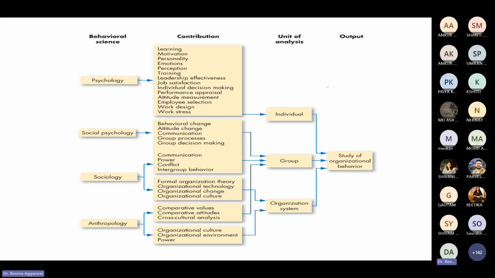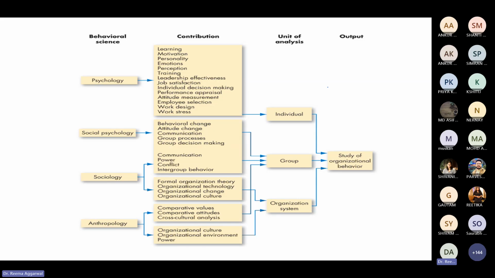If you look at this diagram, from the domain of psychology, we learned how an individual employee behaves in a particular organization. So what motivates an employee? What is his or her personality? What are his or her emotions? What is their perception? How do they get satisfied in the job? We tried to learn all this from the field of psychology. So that knowledge we borrowed from the field of psychology to understand the individual psychology of an employee.